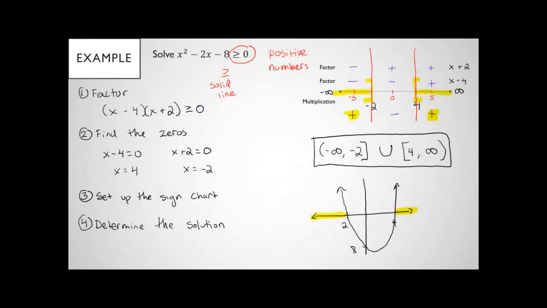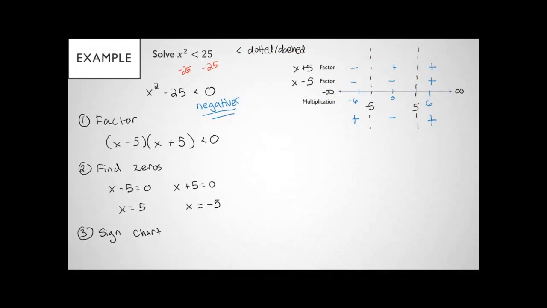It's the same exact pattern, but in this case we want the negative value. We don't want the positive. So we're looking for the negative part because it's less than. So we are looking for inside here. That's the only part where it's negative. And because we're not including the endpoints because it's less than, we use parentheses.